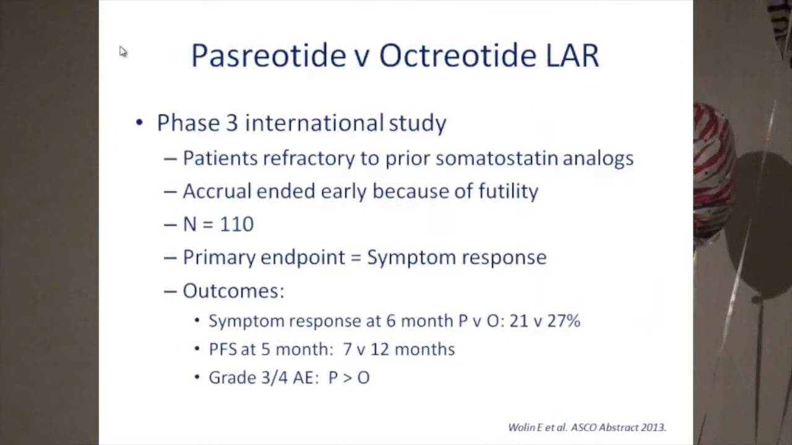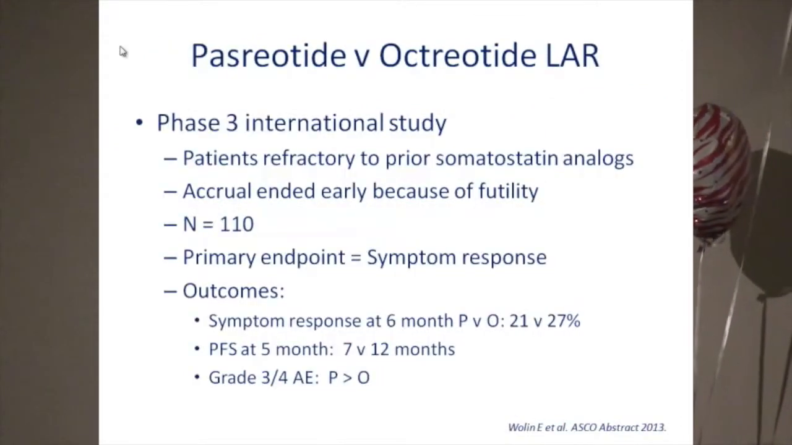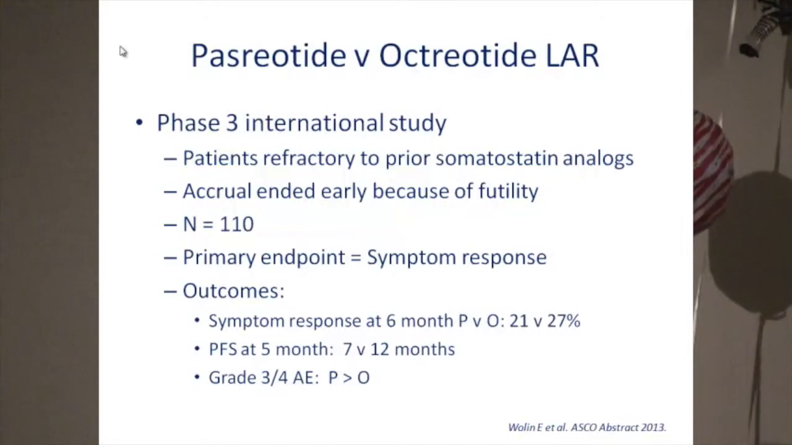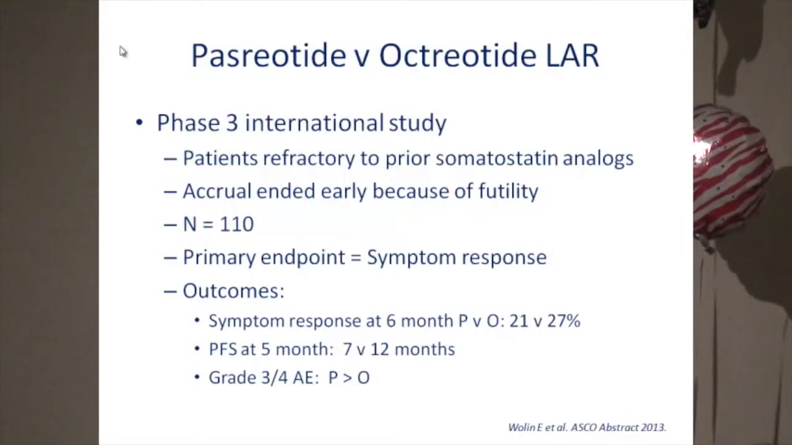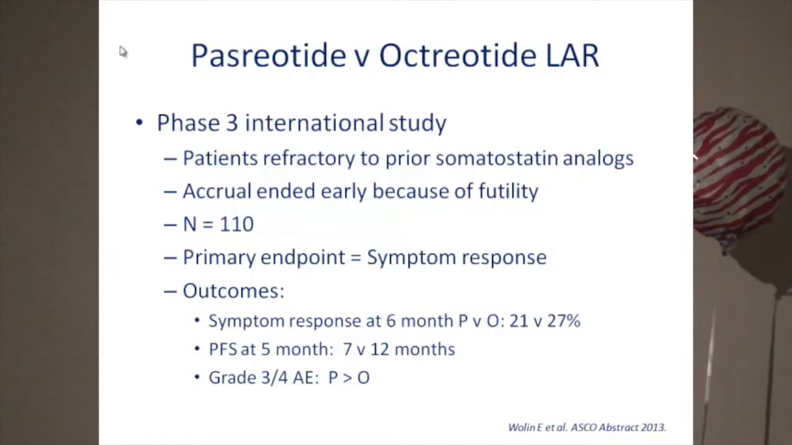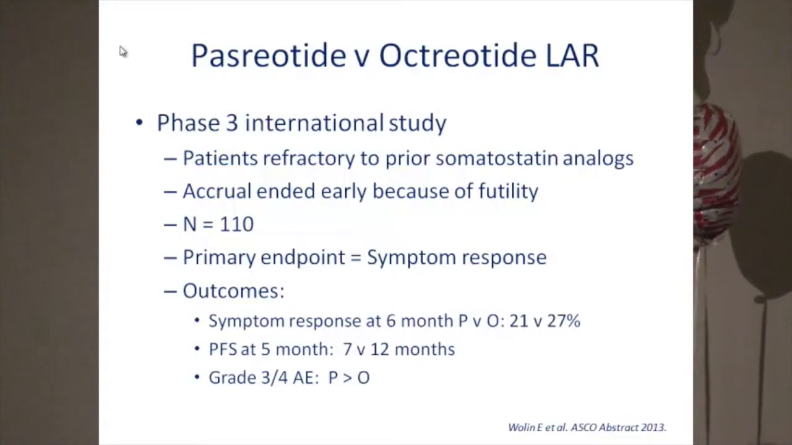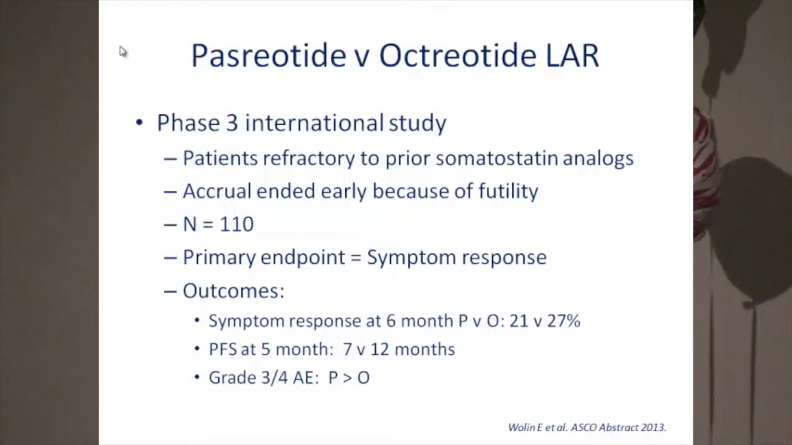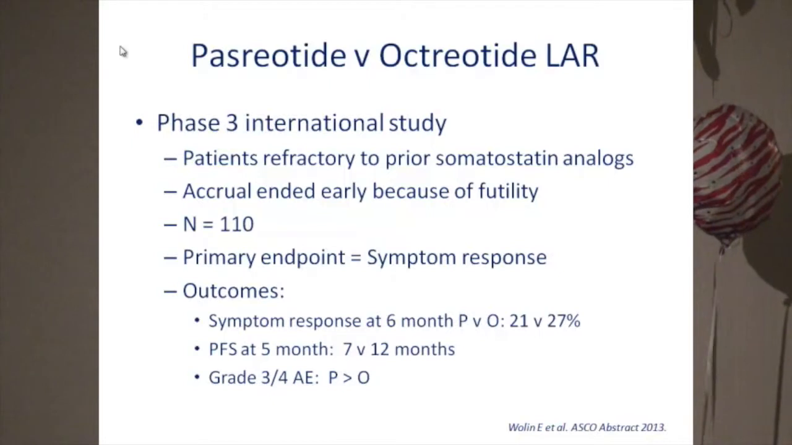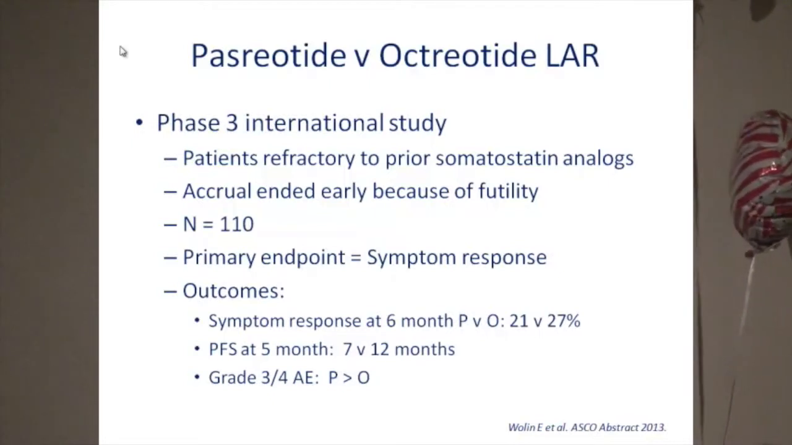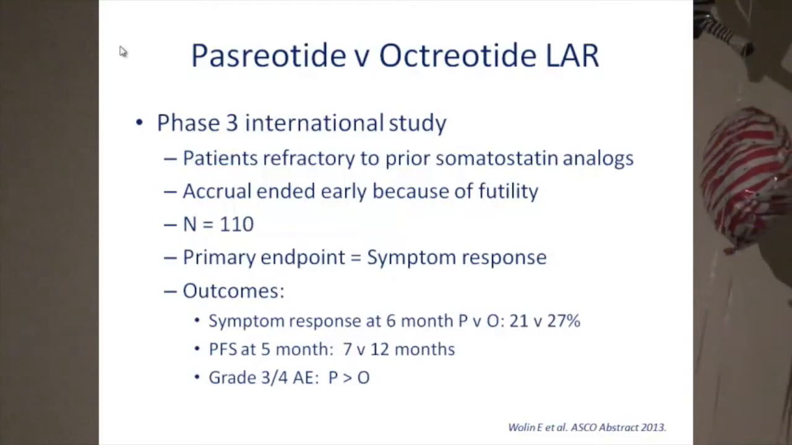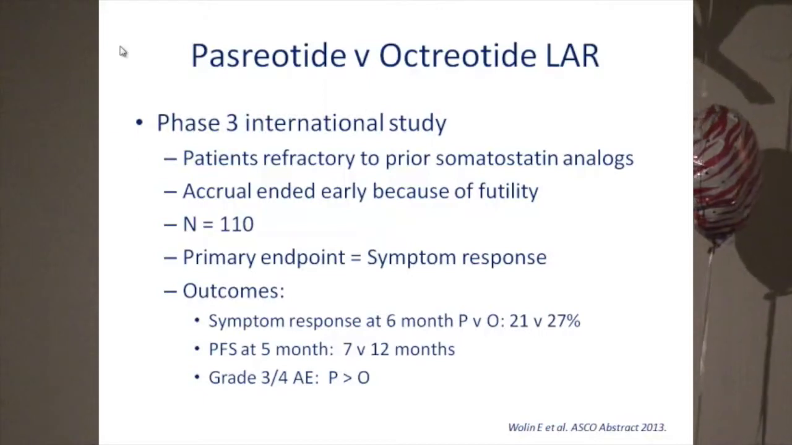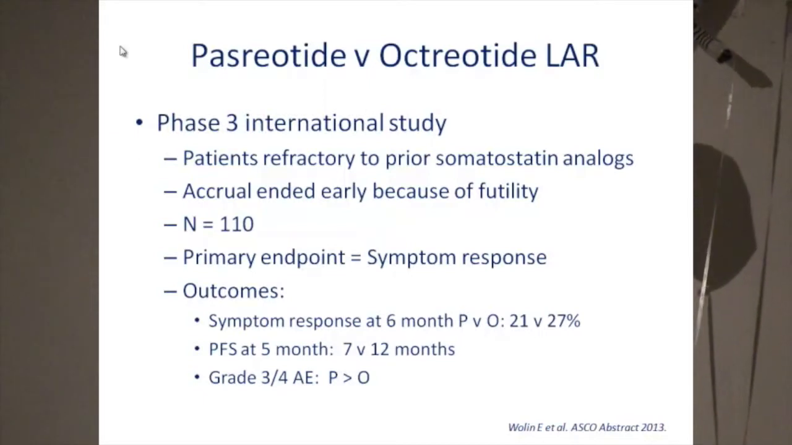So the study that Dr. Woolen has mentioned is, I think, a phase 3, but on his slides, phase 2, but it is a randomized study for patients that are refractory to prior somatostatin analog. Accrual ended early because of futility. They accrued 110 patients. The primary endpoint here is not progression-free survival, but symptom response.